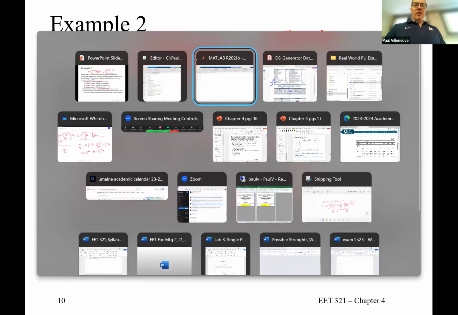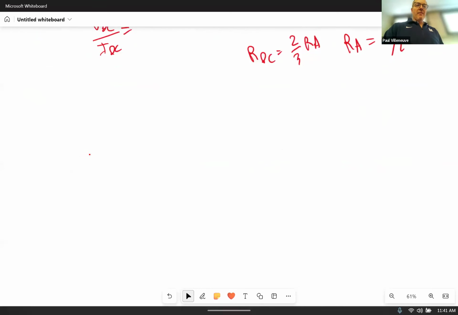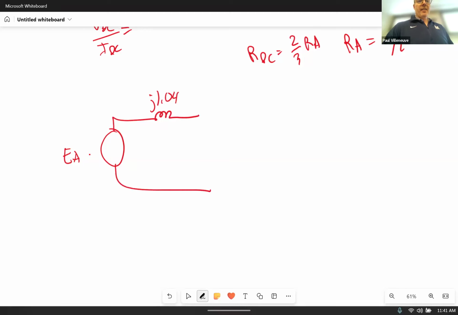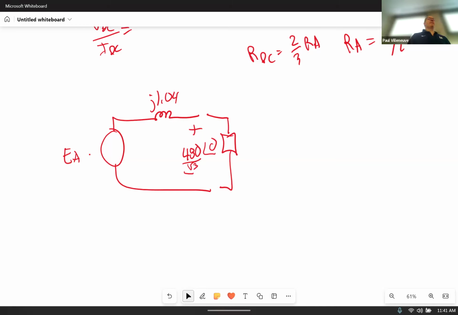Actually, let me redraw this on whiteboard so it's a little bit easier to see. Here we go. So now my equivalent circuit looks like this. This is EA or EF. This is j1.04. This is where my load connects. And the voltage here, it's 480 at an angle of 0. Is that correct? I thought it was 480 divided by the square root of 3, right? Because it's a Y-connected machine. So don't forget, we need to include that dividing by the square root of 3.